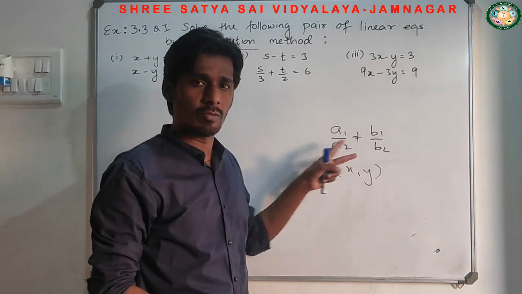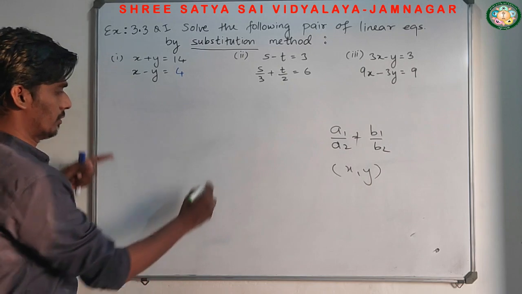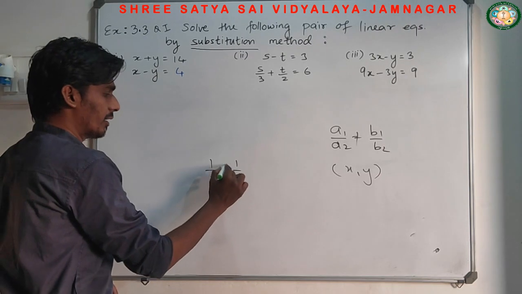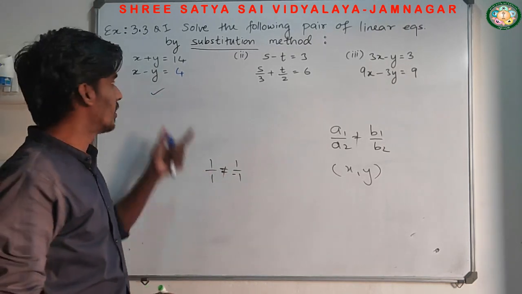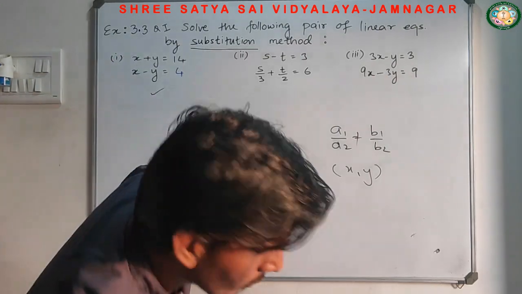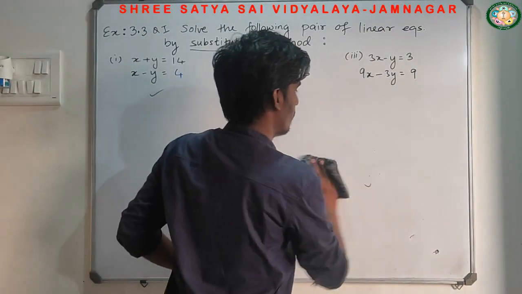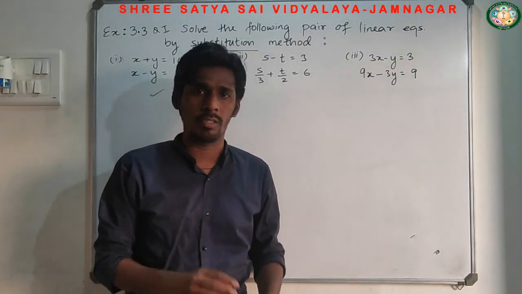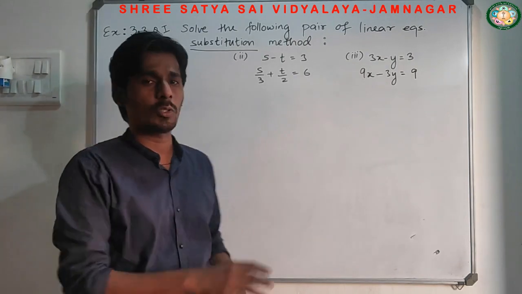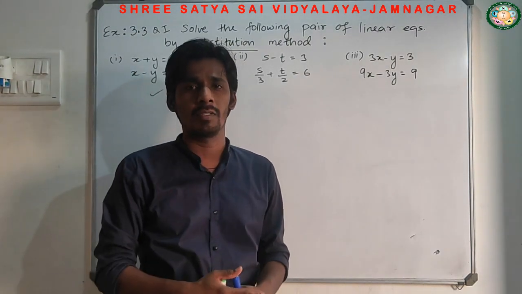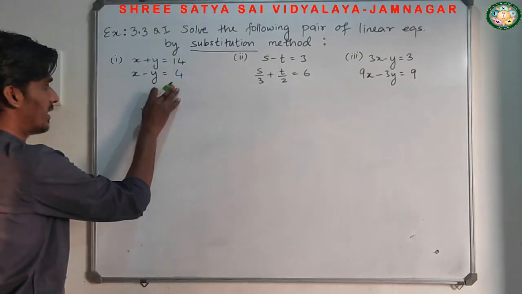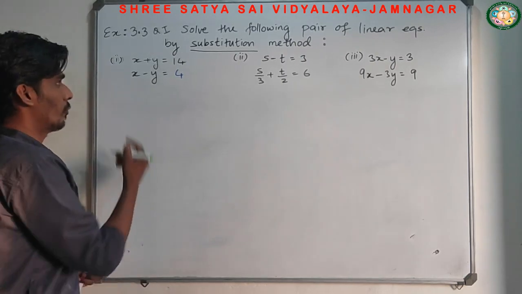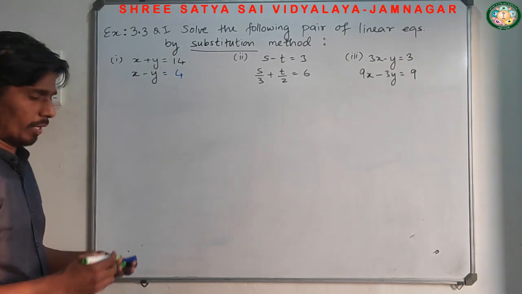Orally we can find this. Here it is 1 and 1, and here it is 1 and minus 1. So they are not equal here, so it is possible to find the value of x and y. Orally we can find out whether it has a unique solution or not. Whenever there is a unique solution, then only we are supposed to solve the whole equation to find the value of x and y. Let's start with the first one. We already checked that it has a unique solution, so it is possible to find the values of x and y.